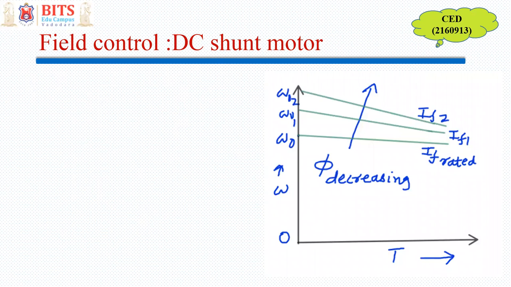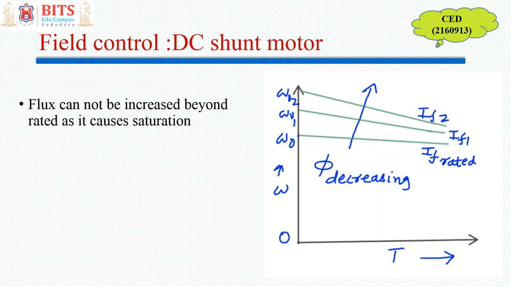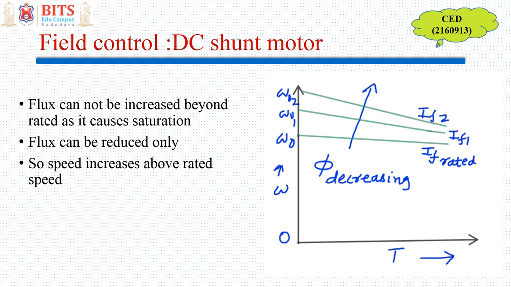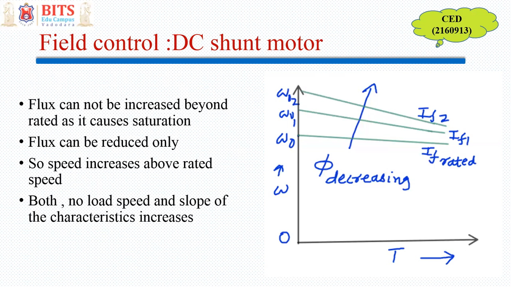If I reduce the flux, you can see the characteristic is above the rated characteristic, and the original line was almost parallel to the x-axis or torque axis, but here the slope of the line increases. So this is the feature which you are supposed to observe for the field control method. Flux cannot be increased beyond rated as it causes saturation. We have seen that it can be reduced only. Speed increases above rated speed, and both no load speed and slope of this characteristic increase.